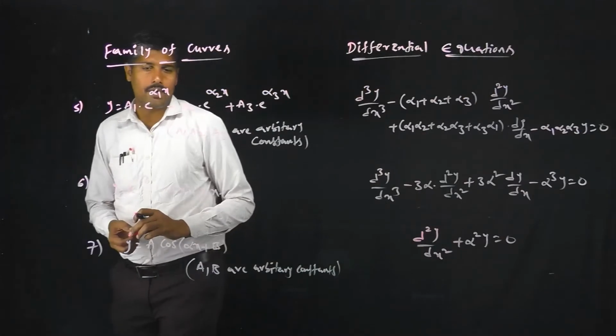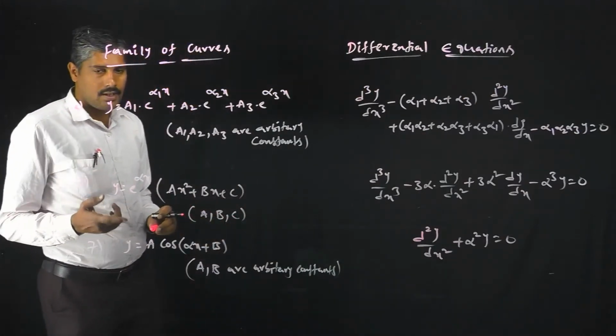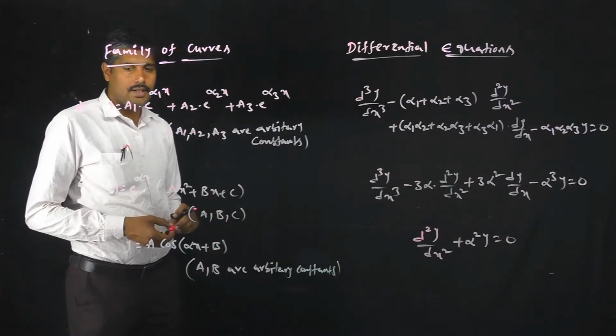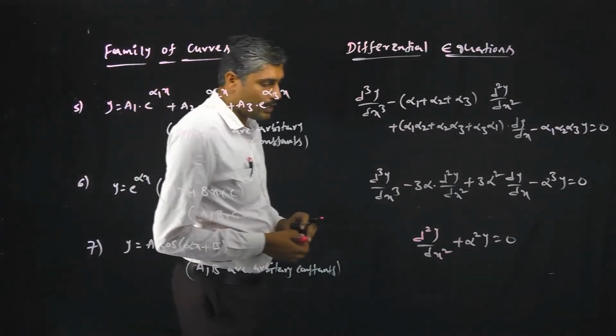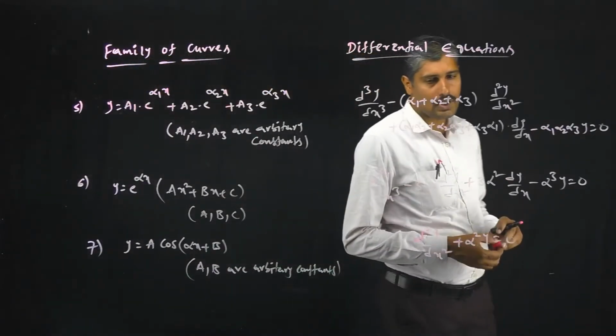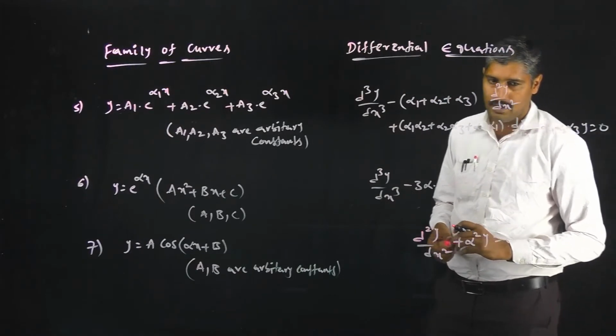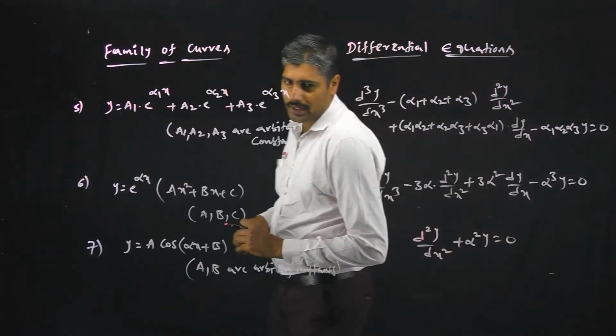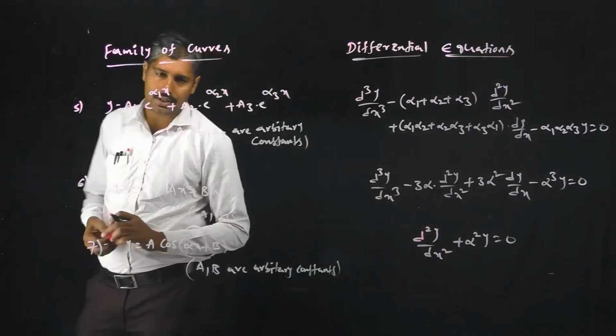See, for removing the arbitrary constants, here there are three arbitrary constants. That's why we are differentiating three times. Here the highest order derivative is 3. Right? That's why we get d cube y by dx cube in the differential equation.